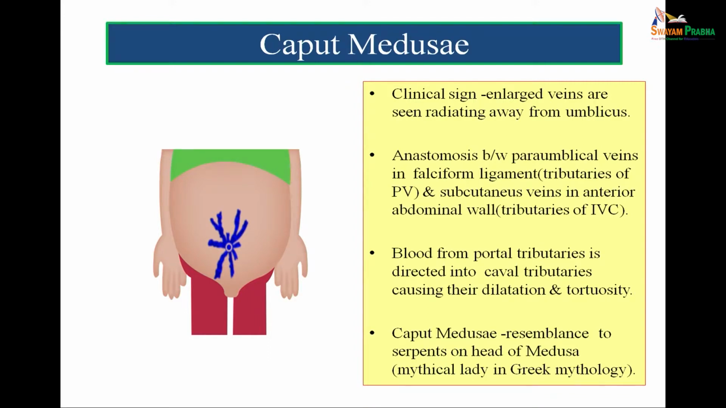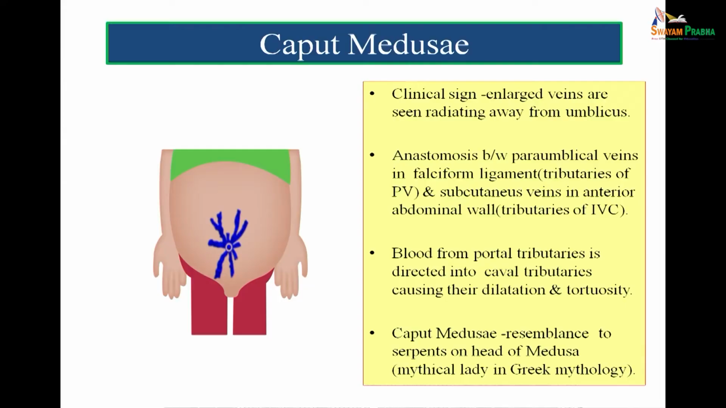She had serpents on her head, and the appearance of the serpents was like veins radiating in relation to the umbilicus. This appearance is called caput medusae. So, this appearance indicates that the portosystemic anastomosis pertaining to the umbilicus has opened up. The clinical sign is caput medusae, and large veins are seen radiating from the umbilicus.